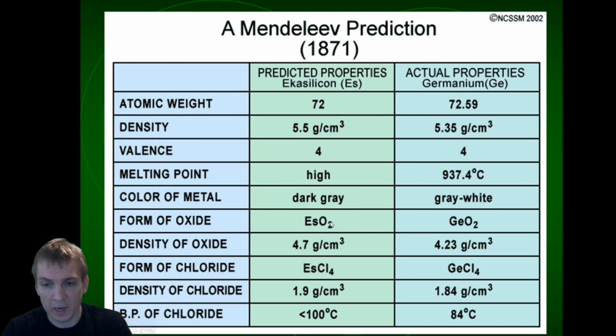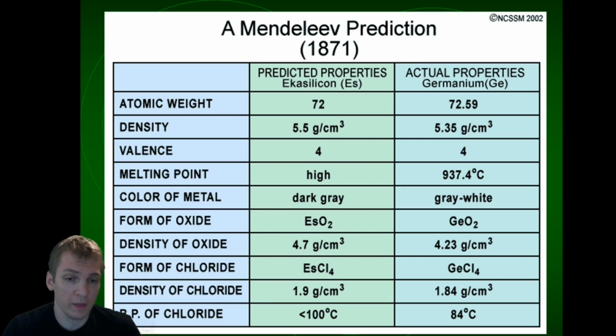Does it form an oxide with 2 oxygens? In this case, he said yes, 2 oxygens, and that's what it actually does. It forms a reaction of 2 oxygens. With chlorine, there's 4 chlorines here and 4 chlorines here. So he was able to predict a lot of these things, and he was actually really accurate. And so we call him the father of the periodic table. He created the first version of the periodic table.